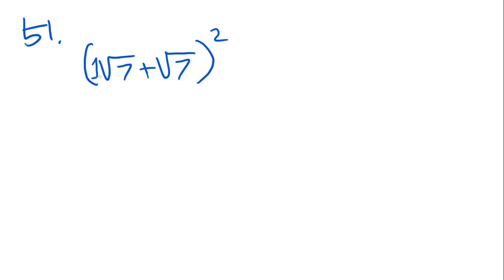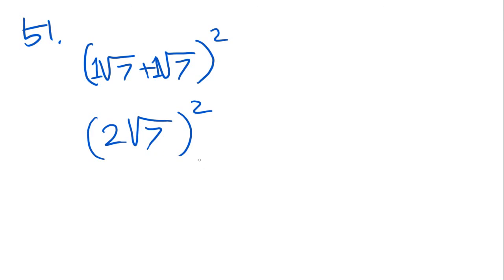51. All right, I think we're trudging along here. 51 is square root of 7 plus square root of 7, squared. Well, let's add these together. So square root of 7 is the same as saying 1 times square root of 7. So add them together and you get 2 square root of 7, squared.